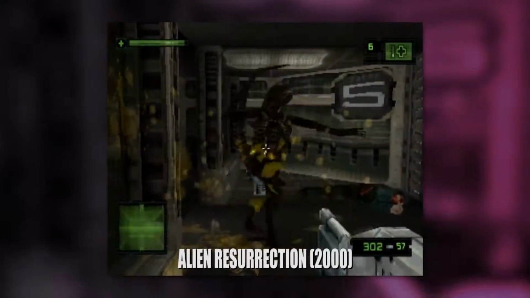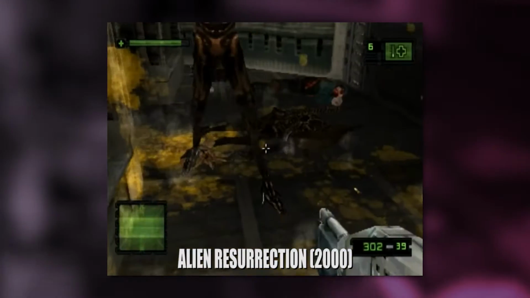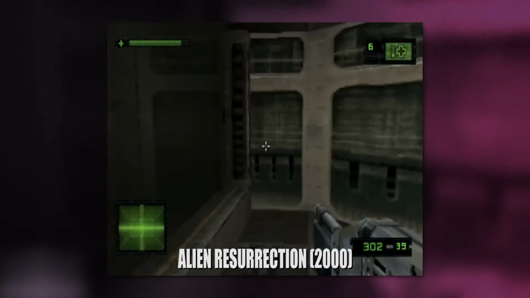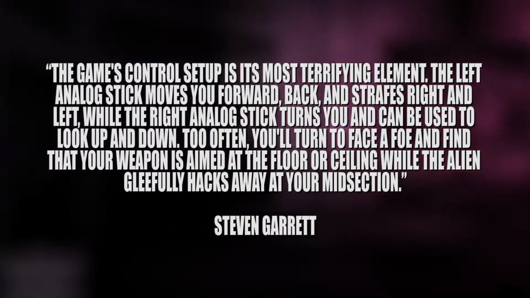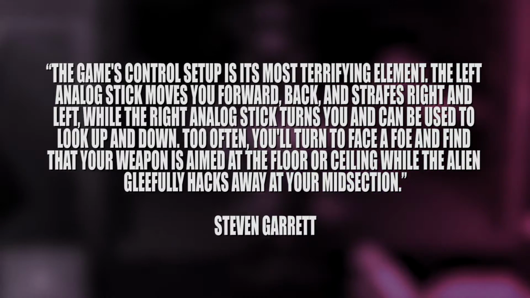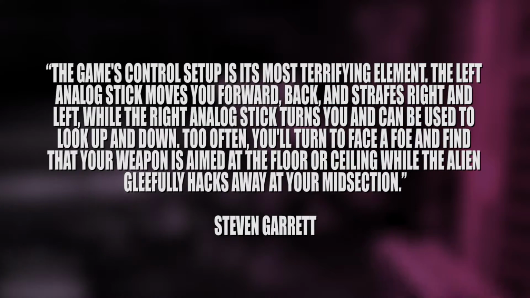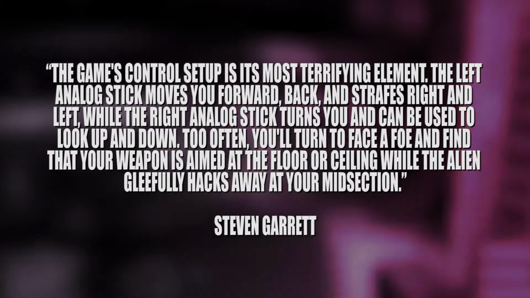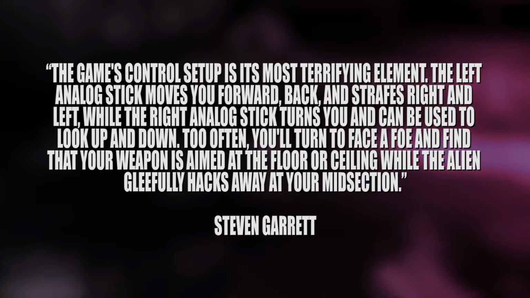Kinda like in Alien Resurrection for the PlayStation. Here's what Stephen Garrett had to say about the game in his GameSpot review back in the year 2000. The game's control system is its most terrifying element. The left analog stick moves you forward, back, and strafes right and left, while the right analog stick turns you and can be used to look up and down. Too often, you'll turn to face a foe and find that your weapon is aimed at the floor or ceiling, while the alien gleefully hacks away at your midsection.